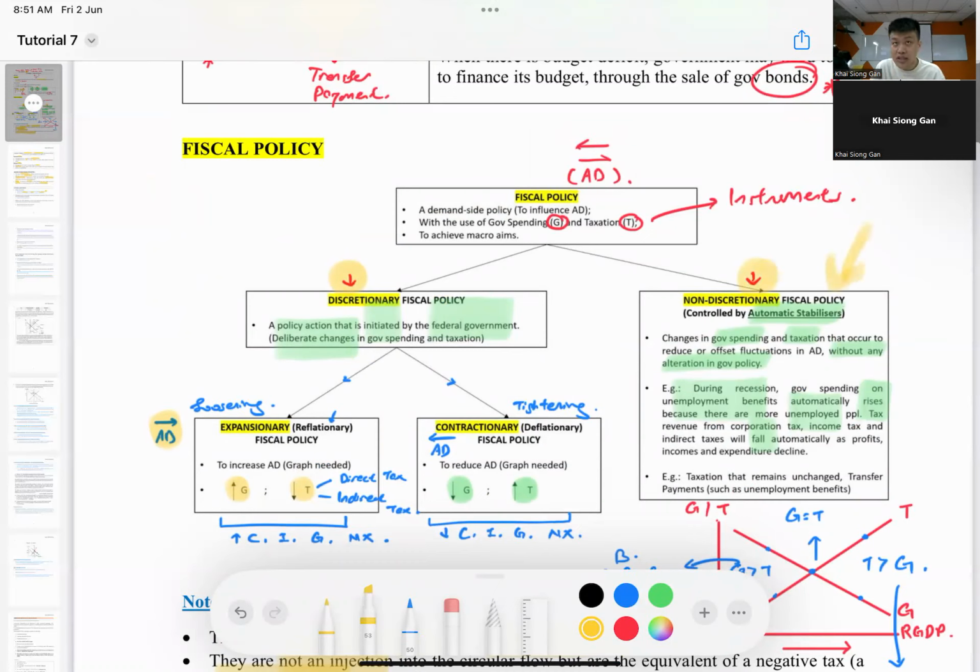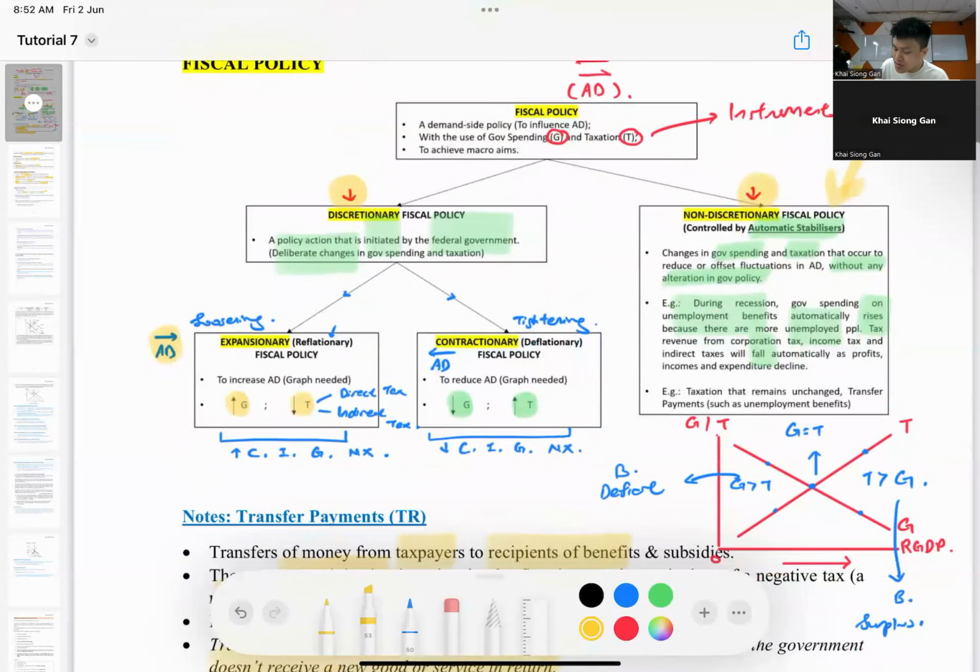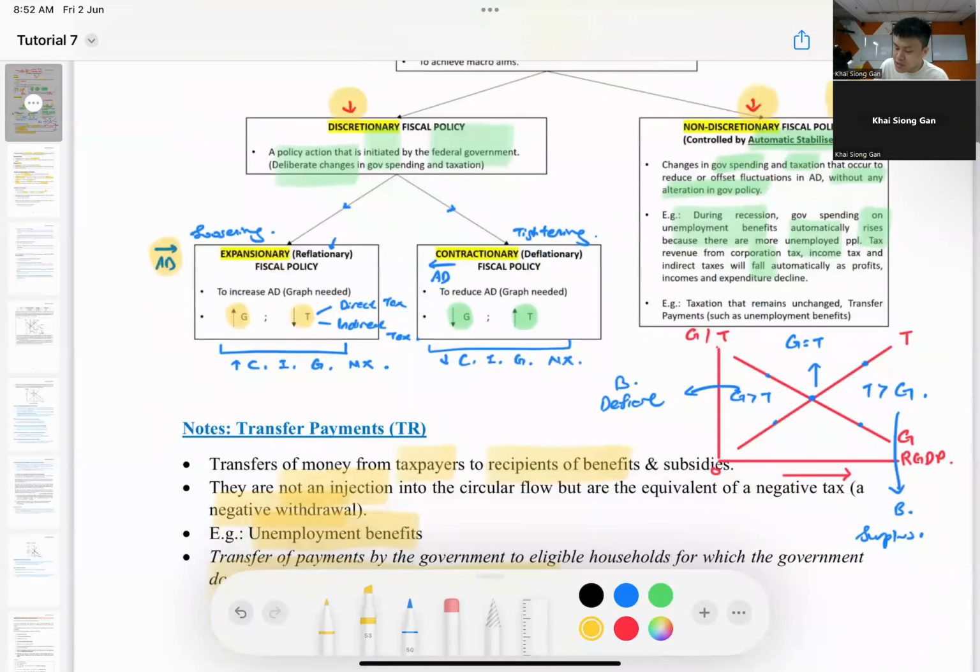You can talk about the unemployment benefits, the state benefits, or the current 6% of tax, or 10% of the sales, 10% of the service tax, for example. Those existing tax rates are what we call non-discretionary. There's not any change being made. It is being built into the system, and we let the system make the changes by itself.